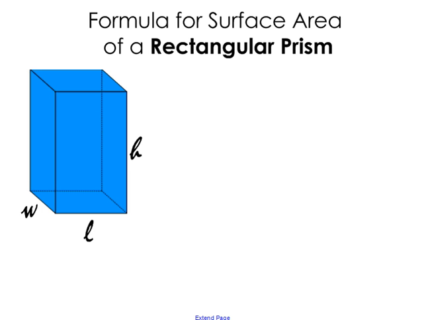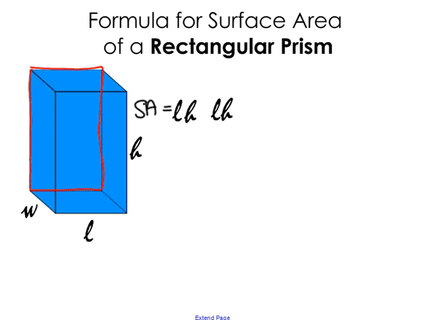On this rectangular prism, we have 6 faces. I'm going to start off by looking at this front rectangle right here. The dimensions of that are length and height. So if I want to find the area of that rectangle, I'm just going to multiply length times height. So this is going to be the start of our surface area formula. That's going to give me the front face of that prism. Notice that that is going to be identical to the one in the back. So I'm actually going to have a second length times height to represent the back.